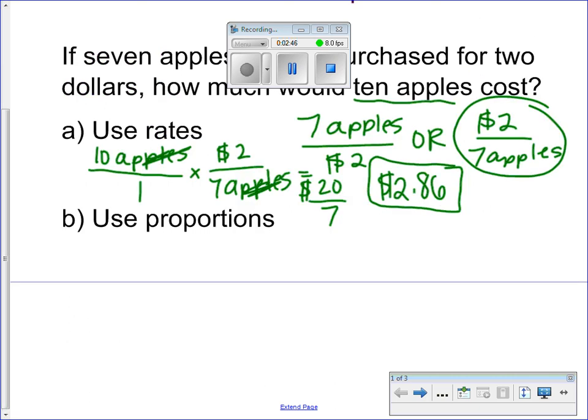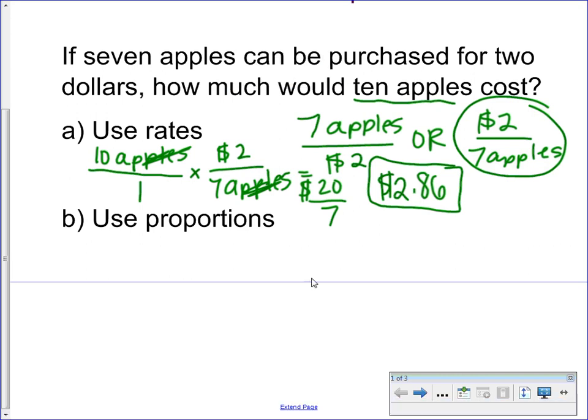Now we're going to use proportions. When you use proportions, you don't have to use any of the words. So that's kind of nice. I kind of like that. So we've got 7 apples for $2. So 7 over 2. And we're going to set that equal to 10 apples for, who knows how many dollars, right? That's what we're going to solve for. So 10 apples over x.